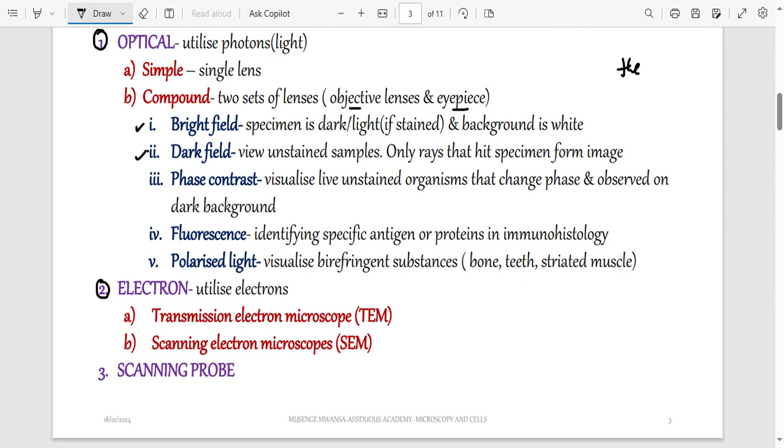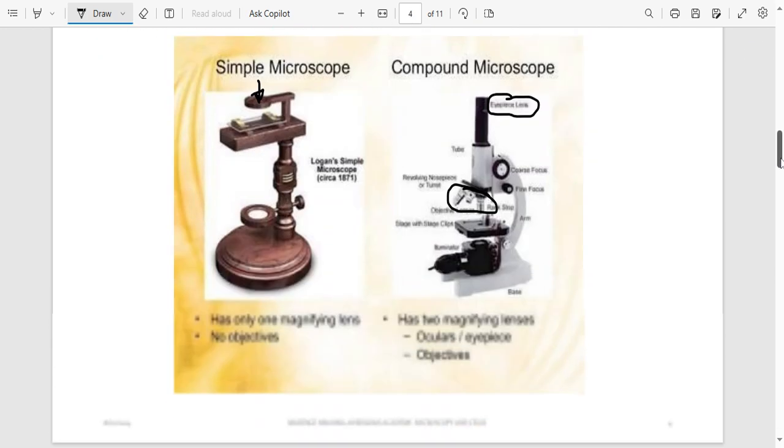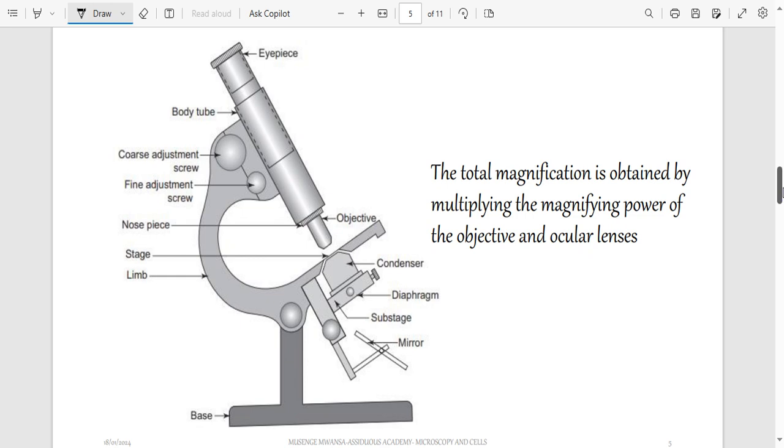So those are the ones, bright and dark. Bright, the background is bright, it's white. Dark, opposite. Now I don't want to describe these in more detail because I don't think they are of your level.